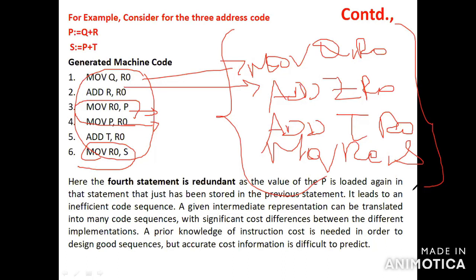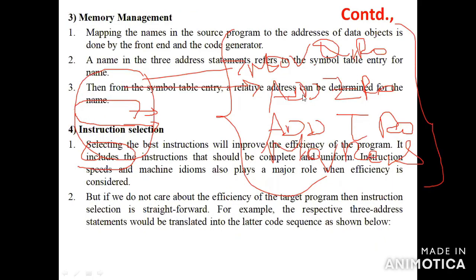Okay, so the final one is that the quality of generated code is decided by the speed and size of the given code. So you have to check simple line by line translation of the three address code into the target code. Okay, so this is the third issue.